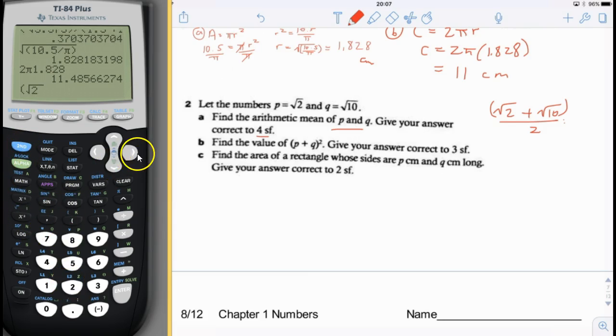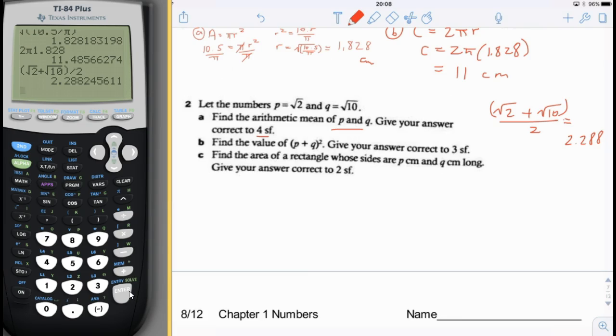Square root of 2 plus square root of 10. Oops. Divided by 2. 2.28 blah blah blah. I want to keep 4 significant figures, so that would be 2.288, and the last 2 is not enough to round the 8 up to a 9, so it's 2.288.